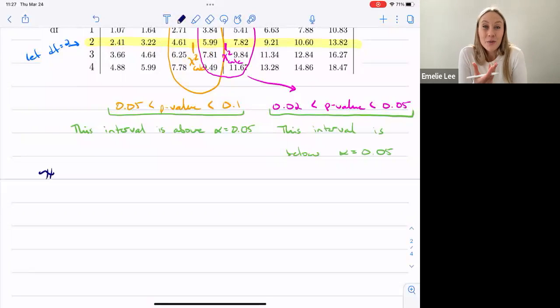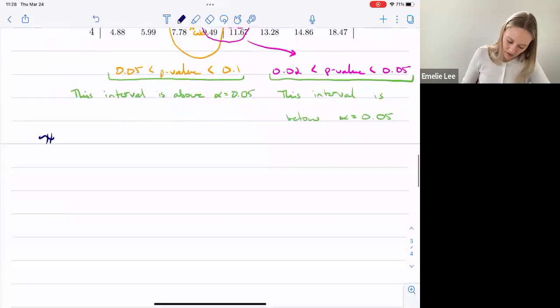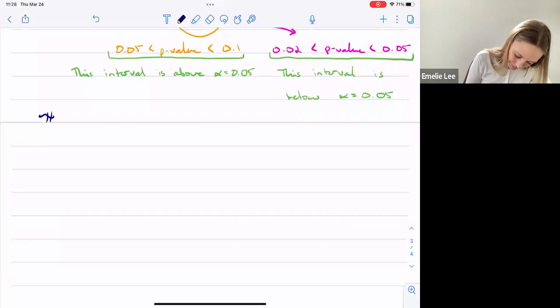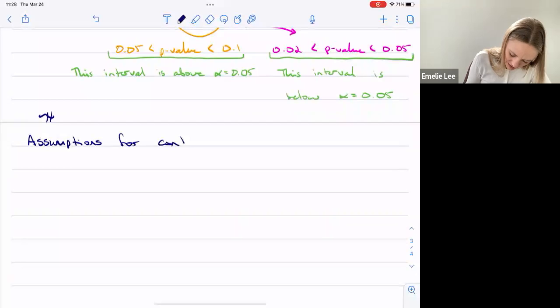I'll call that the end of our review, right? Kind of a long review today, but it's worth it because we're gonna just go through it all again, but with two variables. But the one thing that I forgot to mention, or really didn't have time to mention last day, was the assumptions for chi-squared. Okay, and so the assumptions for conducting a chi-squared test.